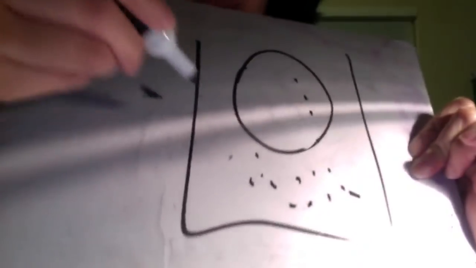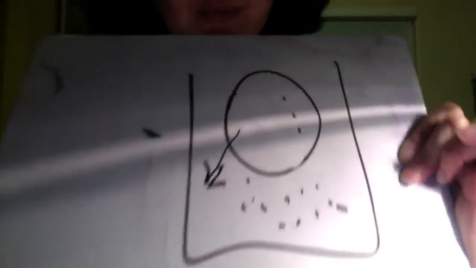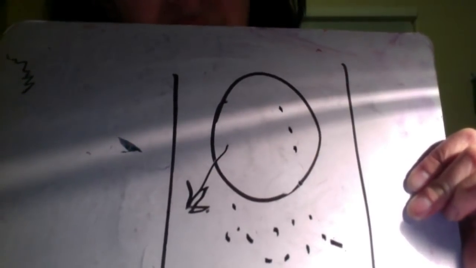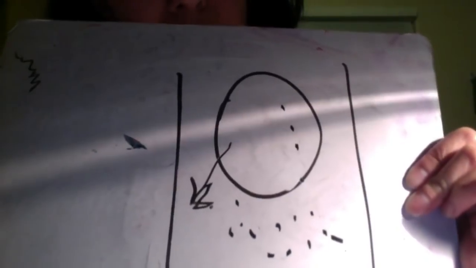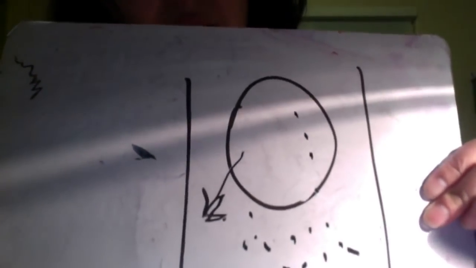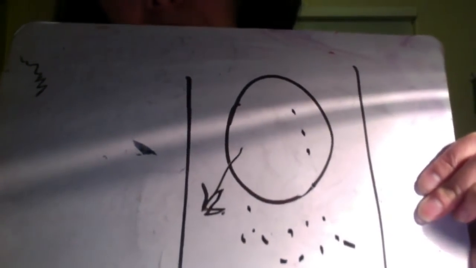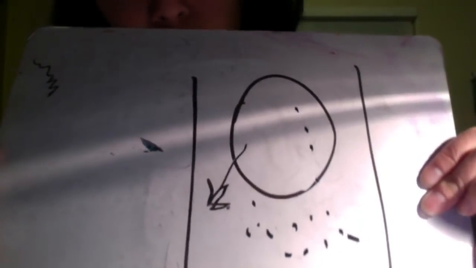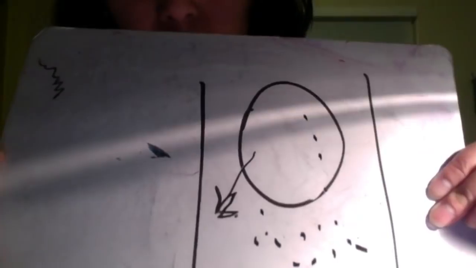So now the water would move out. If the water's moving out now, that means I'm going to have the cell shrink. So when you put a cell in a hypertonic solution, the cell will shrink. If you put it in an isotonic solution, it will neither shrink nor swell because equal amounts of water are going back and forth.